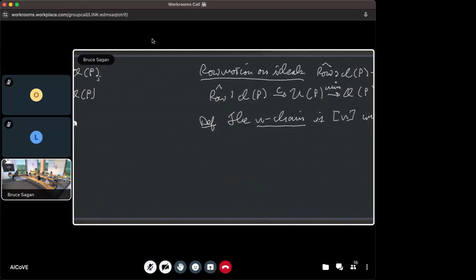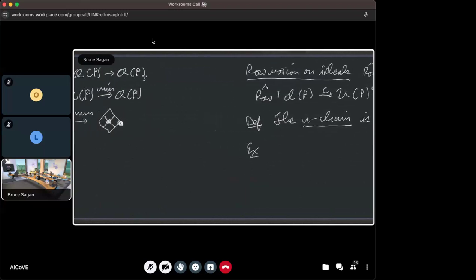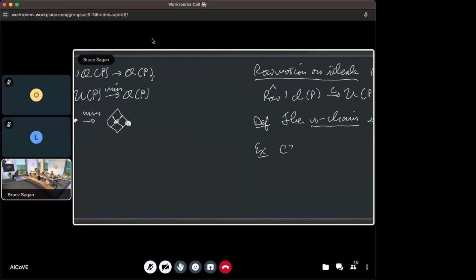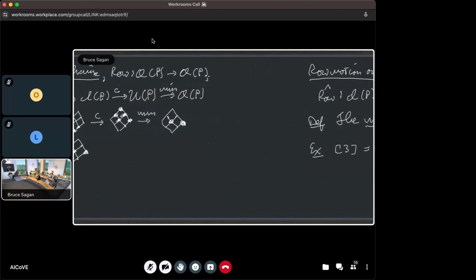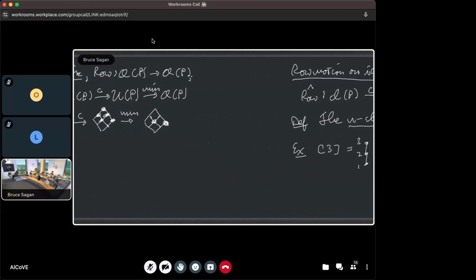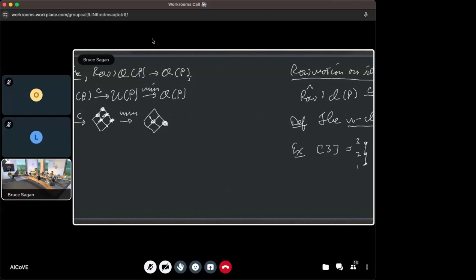So let's do a quick example. What is the 3 chain going to look like? Well, you have 1 at the bottom. Yeah, exactly. Judy's pointing in the right direction. Then you'll have 2 covering that, and then you'll have 3 covering that. Okay, everybody clear what the n chain is? Great. Let's now see what row motion looks like.